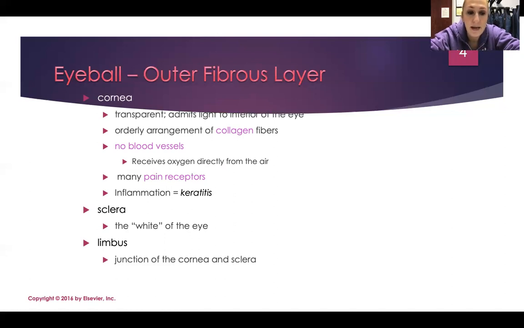The term limbus, L-I-M-B-U-S, is the junction of the cornea and the sclera. So let me cover that again. Two components of the outer fibrous layer, the cornea and the sclera. That limbus is just the junction where those two come together. And that cornea gives some structure and shape to the eyeball, but is one of the most sensitive structures of the body. Yikes.